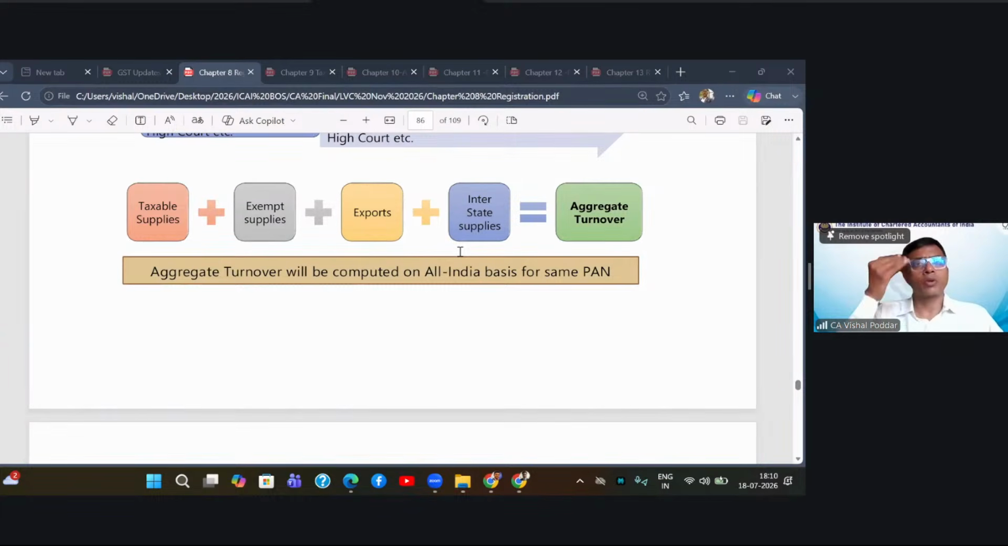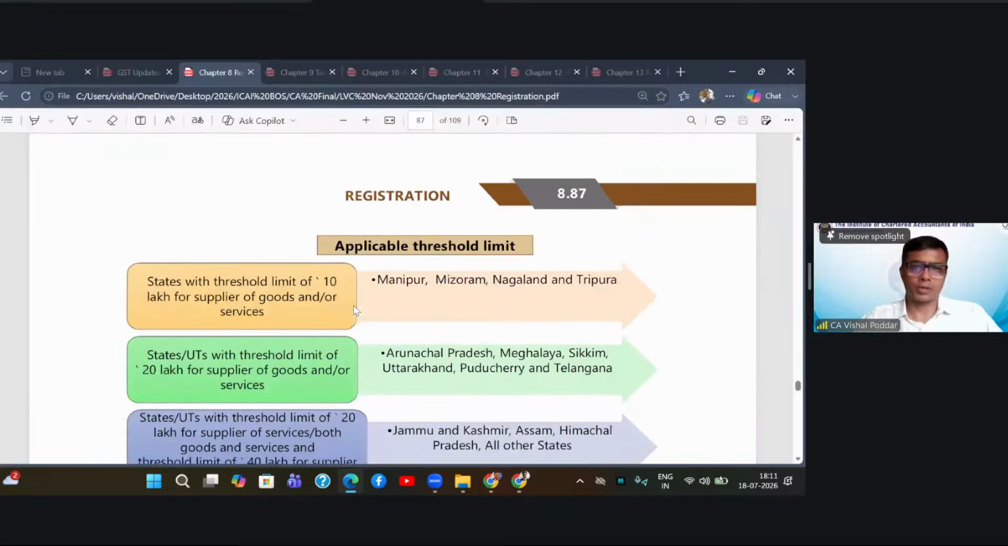But whatever is on your outward side, whether it is taxable, whether it is exempt, whether it is export, whether it is interstate, it makes no difference. All your outward supplies have to be added to find out your aggregate turnover. And most important, this is on an all India basis. That is, it won't be computed state-wise, even though the registration will be done state-wise, but the eligibility will be dependent on your pan-India aggregate turnover.